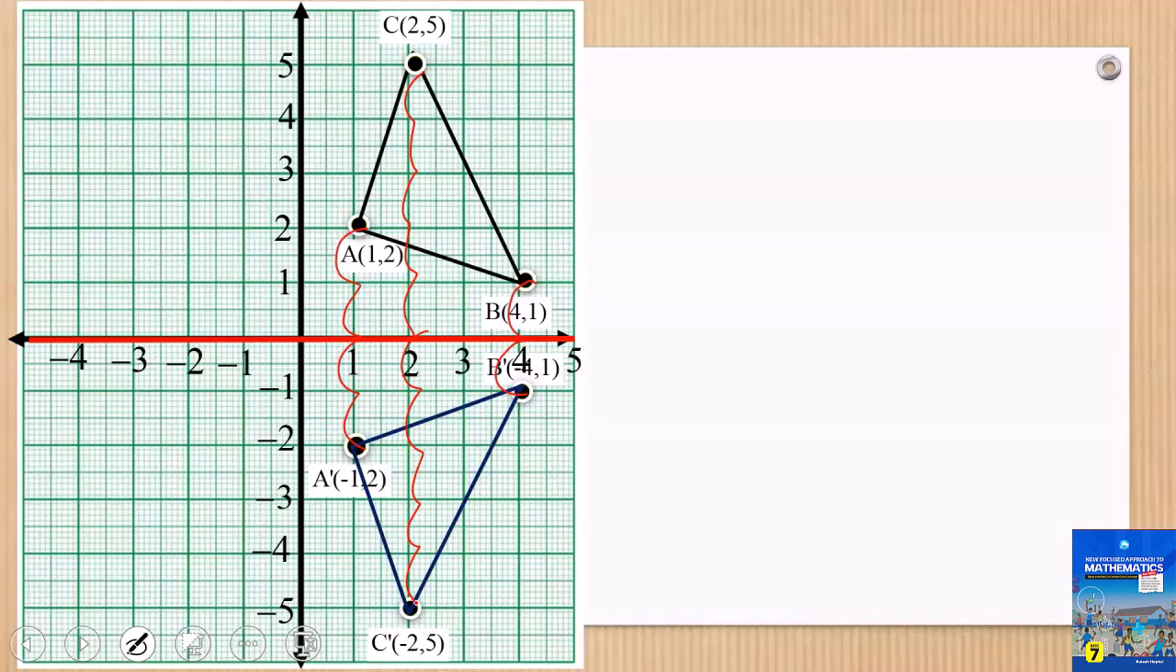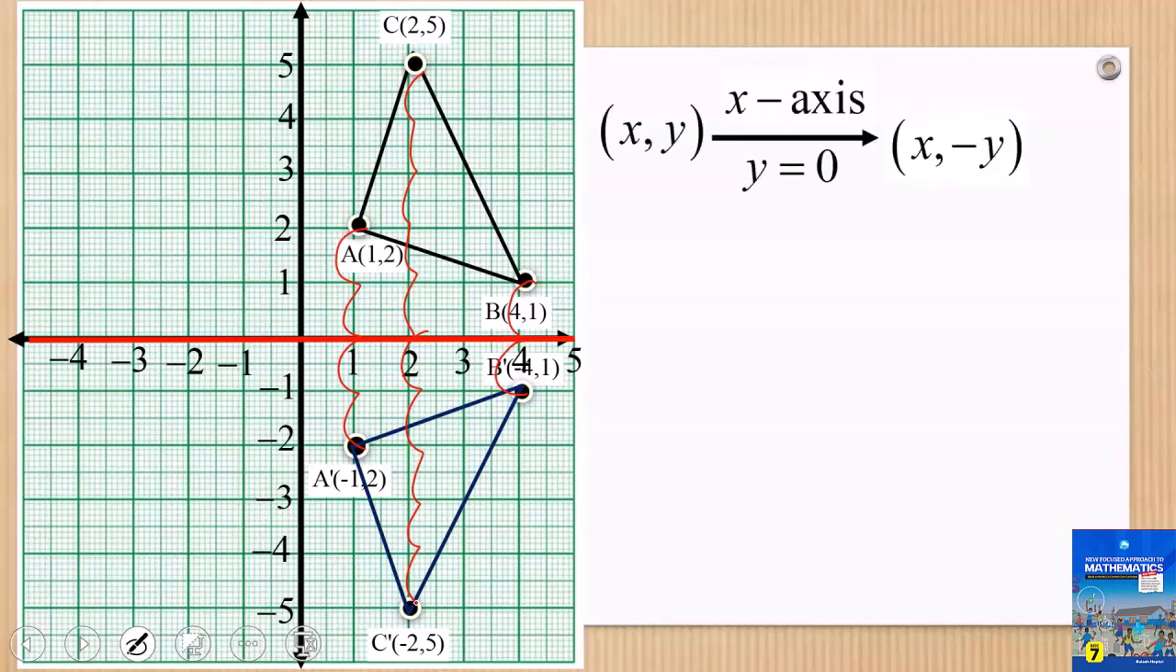And when you observe the points A, B, and C against points A1, B1, C1, you can also see that anytime you have x and y, your image becomes x, minus y, or x, negative y.